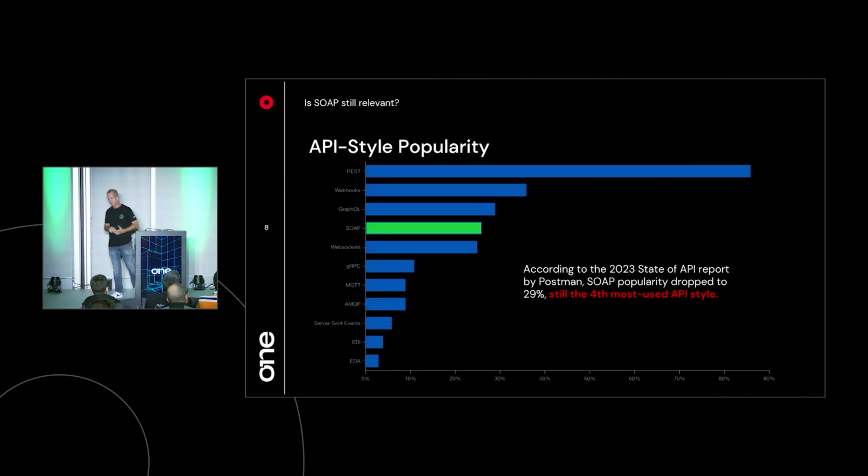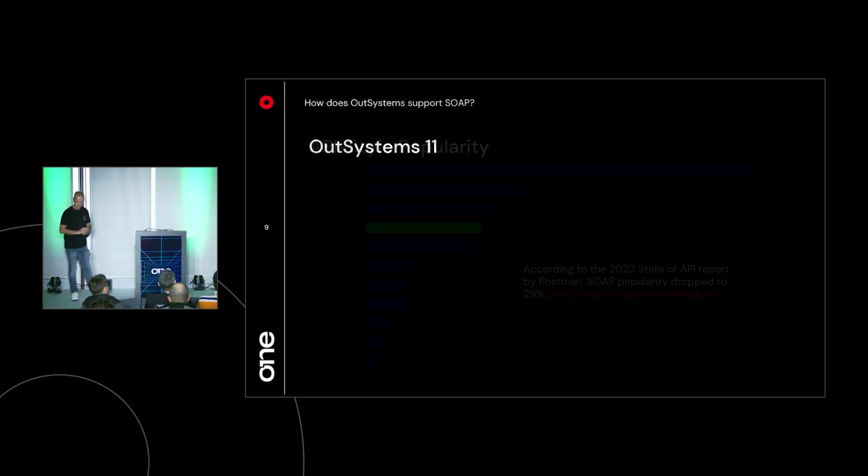If you look at the State of API report from Postman 2023, it's still listed as the 4th most used API style. It's still over 20%. Now, you might say 20% is not a lot, but yeah, I'll take it. So yeah, it's still relevant.